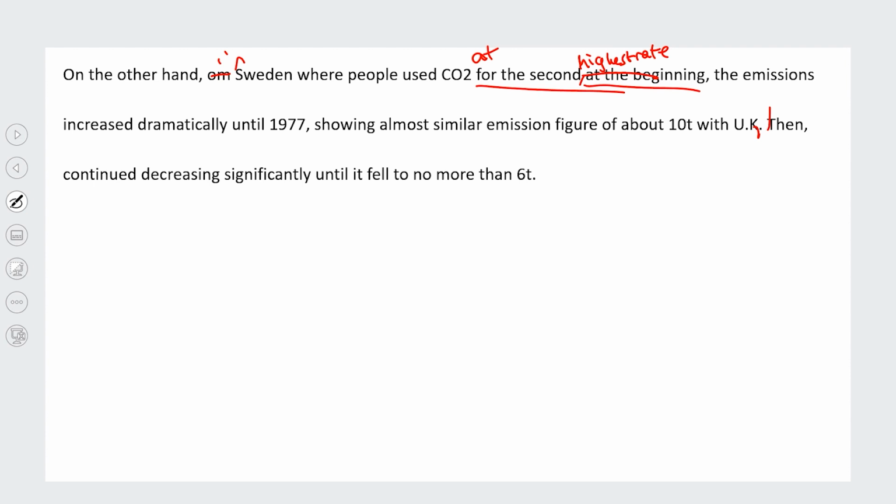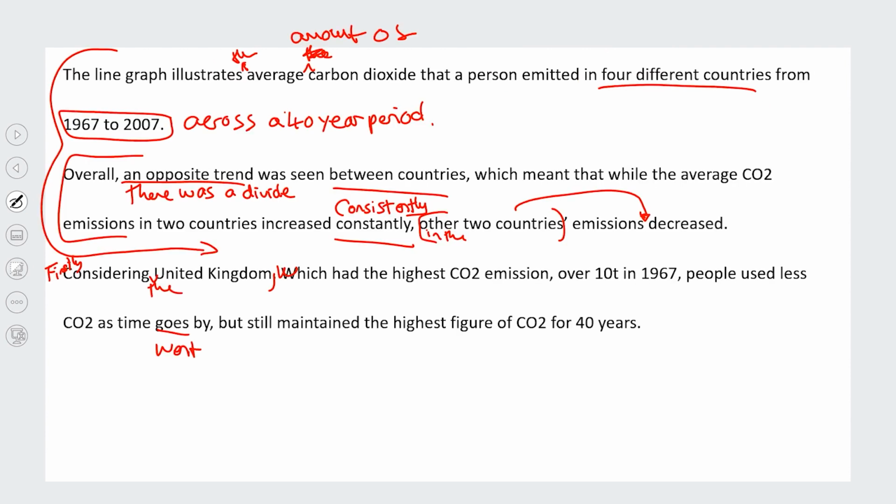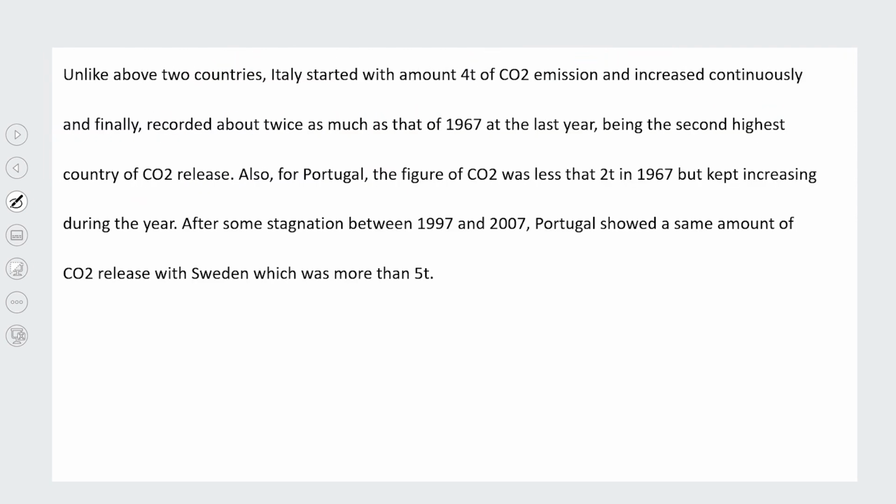Okay, I can kind of see that this candidate is sort of doing their comparisons as they go along. They're comparing, and that's fine. Emissions figures about 10 tons, and decreasing significantly, they fell to no more than 6 tons. Are they going to do each country individually?